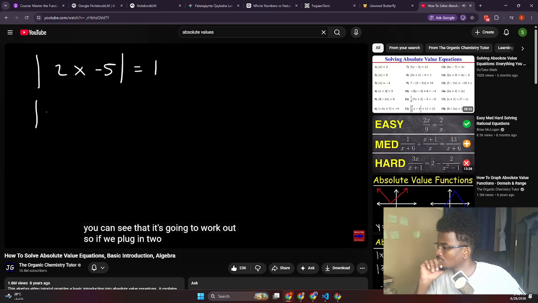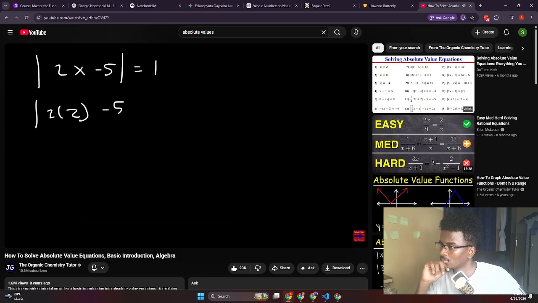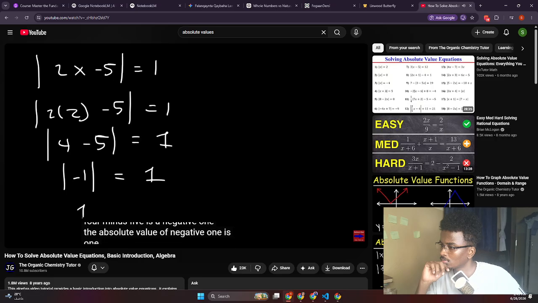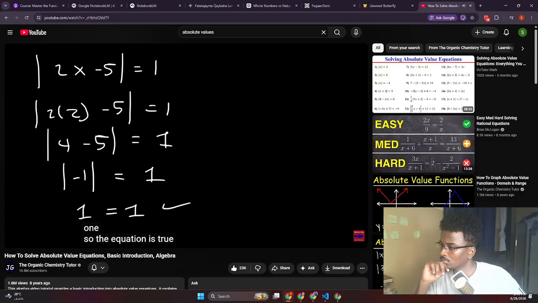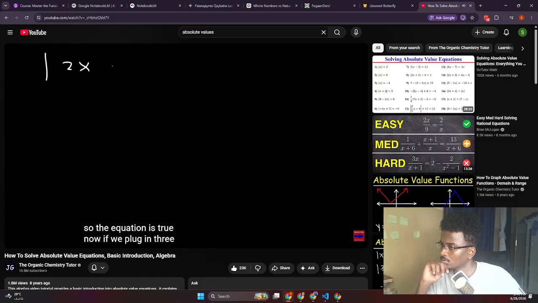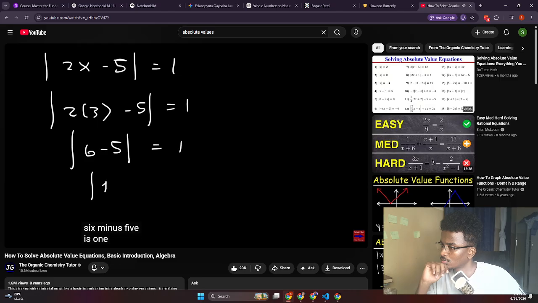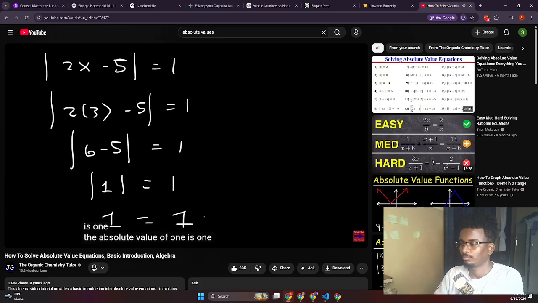So if we plug in 2, 2 times 2 is 4. 4 minus 5 is negative 1. The absolute value of negative 1 is 1. So the equation is true. Now, if we plug in 3, it should also work. 2 times 3 is equal to 6. 6 minus 5 is 1. The absolute value of 1 is 1. So that works.